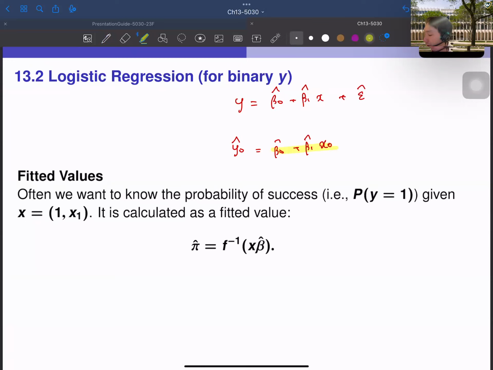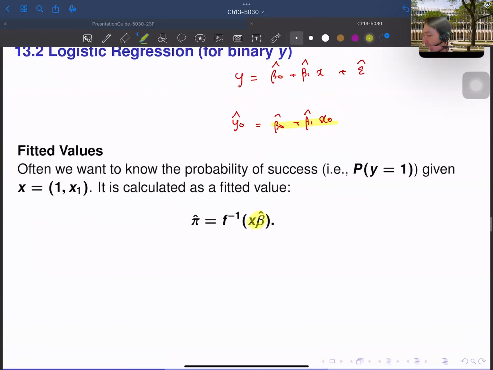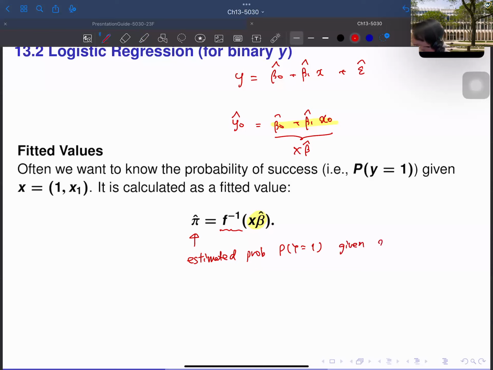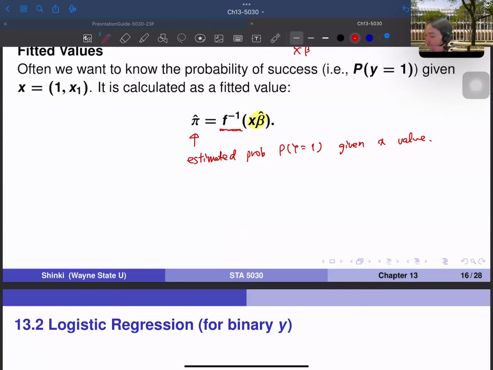And for logistic regression, we can do the same thing. In short, this is x beta hat, and x beta hat is also used in logistic regression. But if you want to transform this into an estimated probability, we have to use F inverse. So this is the estimated probability that y is equal to 1 given the x value. X may be a vector. So we have to use the F inverse.